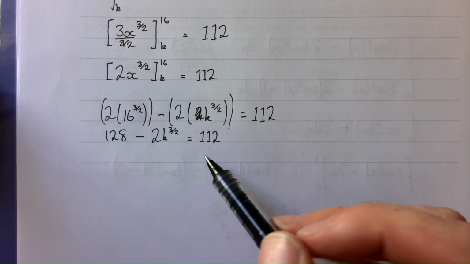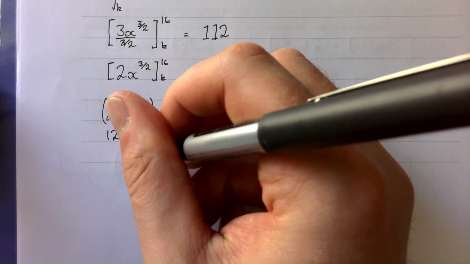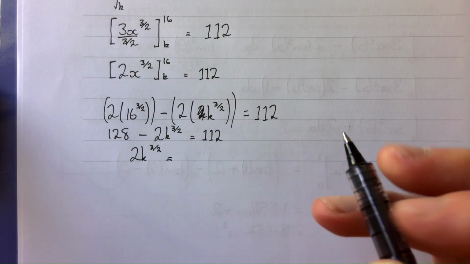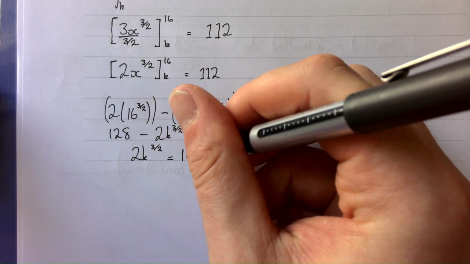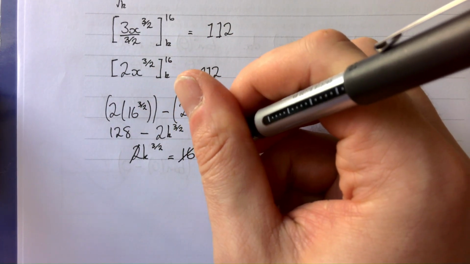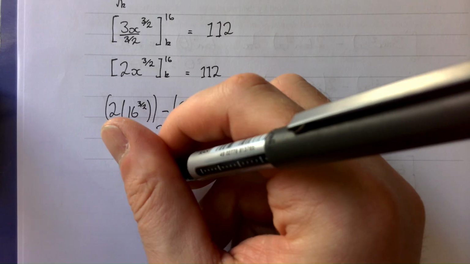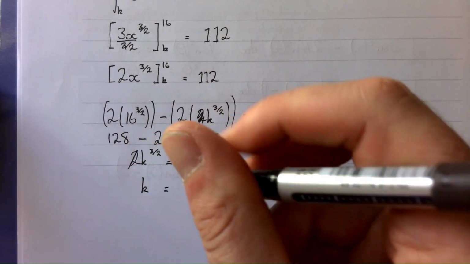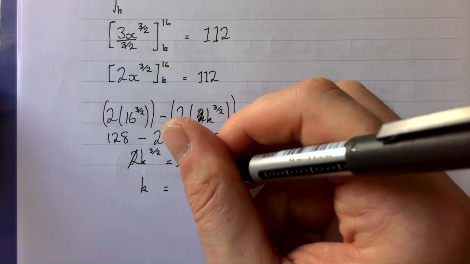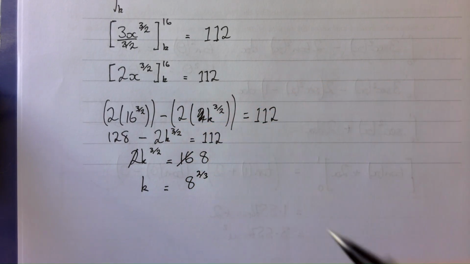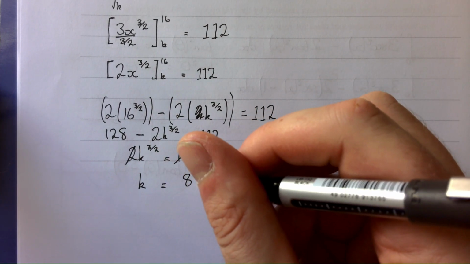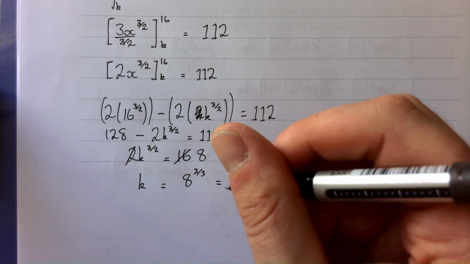So I get the k term on its own. I'm going to do 128, take away 112, leaves me with 16. Therefore, k to the power of 3 over 2 is equal to just 8. Therefore, k is equal to 8 to the power of 2/3. If you do that, you find that k is equal to 4.